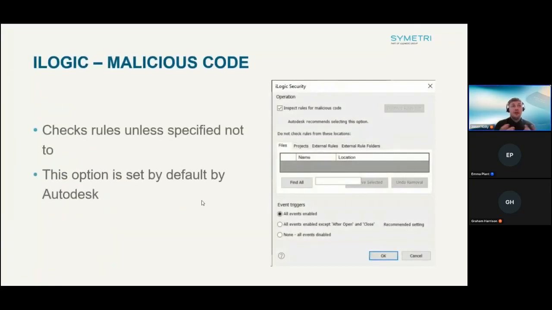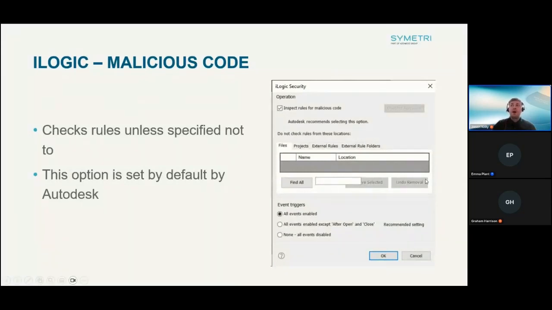We've also got an option to inspect for malicious code. When you're creating or generating your iLogic rules, a lot of the time you might take snippets from the internet, or you might see someone else run a command, so you might just copy and paste that down. But obviously you need to make sure that it's all safe and not going to corrupt your model or anything like that. So by default, this option is turned on, and that's in the iLogic security section. It will be turned on by default, but you can actually turn it off. If you do want to turn it off, I'd recommend leaving it on.